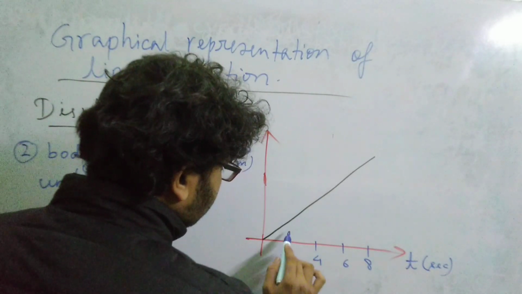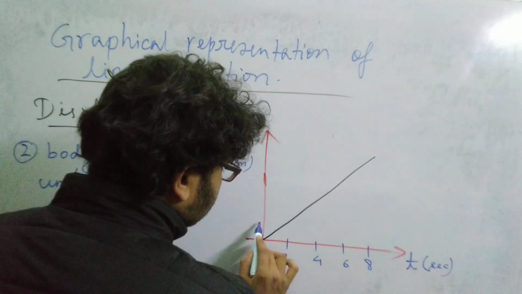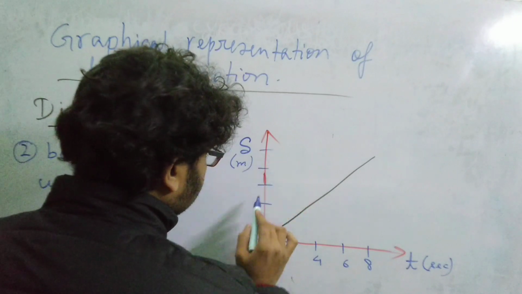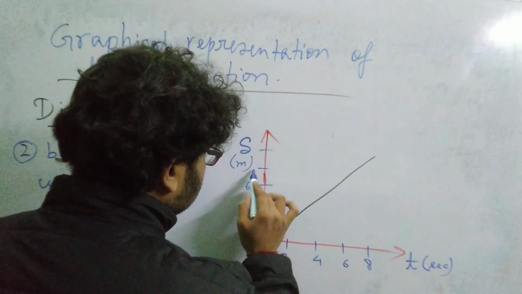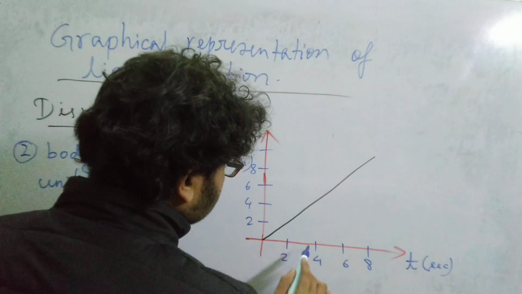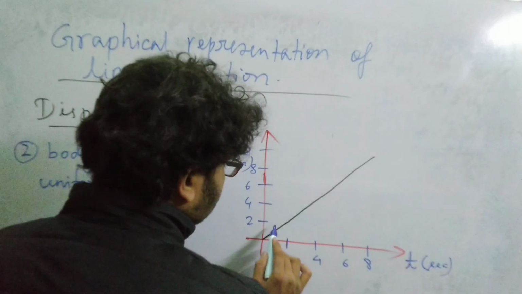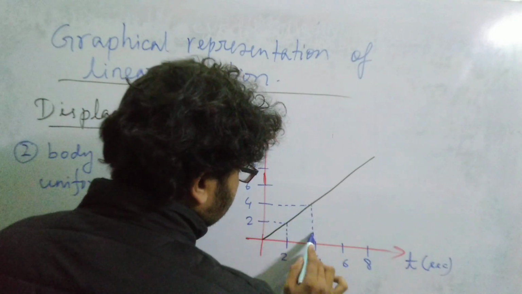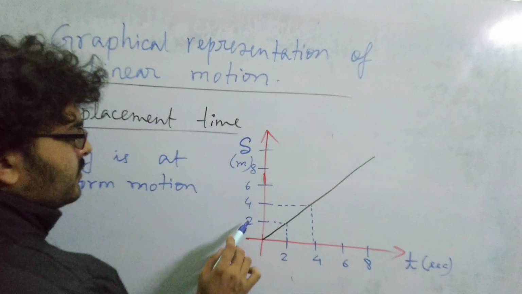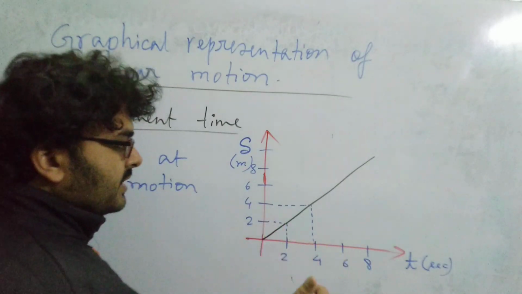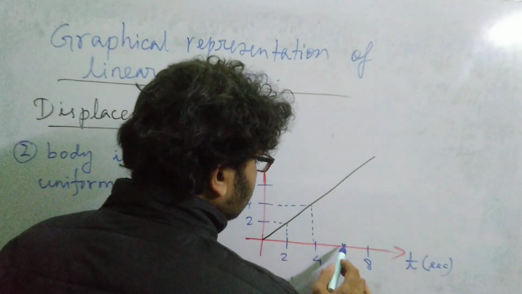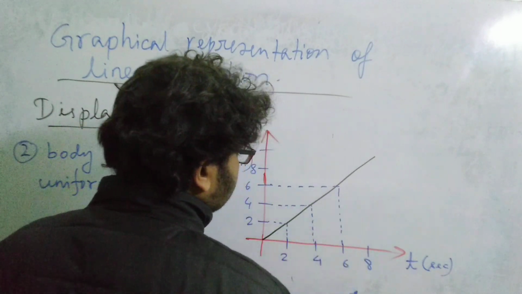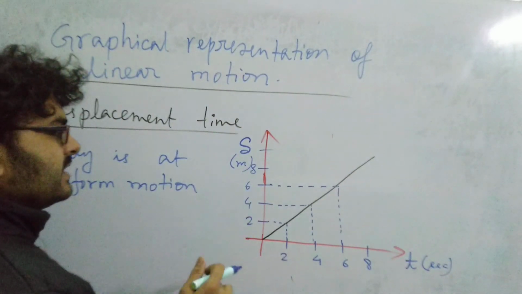For the first 0 to 2 seconds, say the displacement is 2 meter, 4 meter, 6 meter, 8 meter, 10 meter. Now for the time frame 2 to 4 seconds, the body has moved from 2 meter to 4 meter. So what is the displacement? 2 meter. Again, from 4 second to 6 second, the body has moved from 4 meter to 6 meter. So again it is 2 meter.